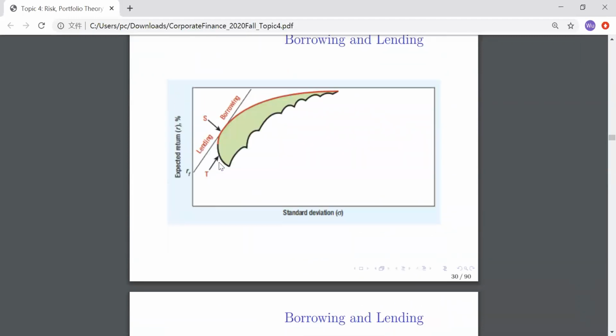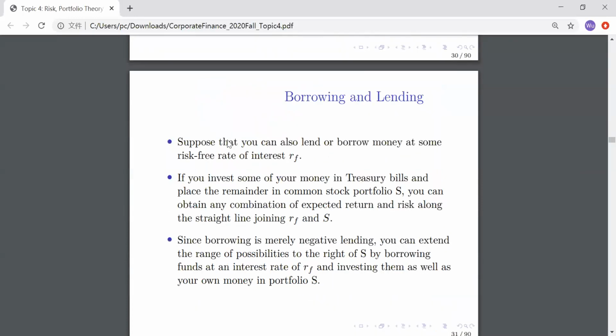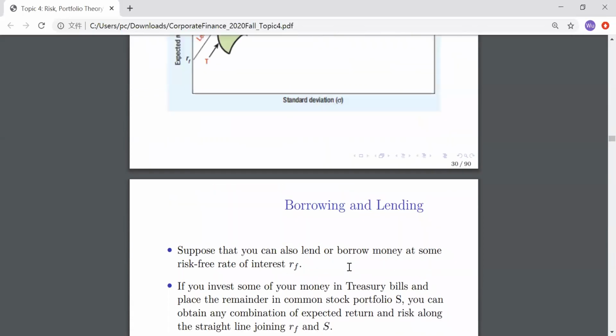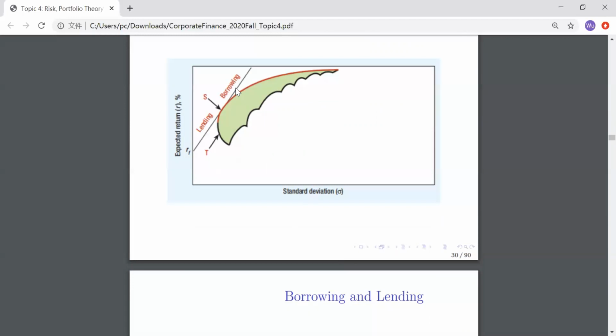Now, if we allow borrowing, which means you have $100 but you borrow more at the risk-free rate. For example, you have $100, you borrow another 50, and then allocate all 150 to the common stock portfolio. In this case, we allow for borrowing, because borrowing is just negative lending, right? So we can extend the range of this budget constraint to the right of point S, by borrowing funds at the risk-free rate RF and investing them, as well as your own money, in portfolio S. So if we go above this point, we're borrowing money and investing in this common stock portfolio.